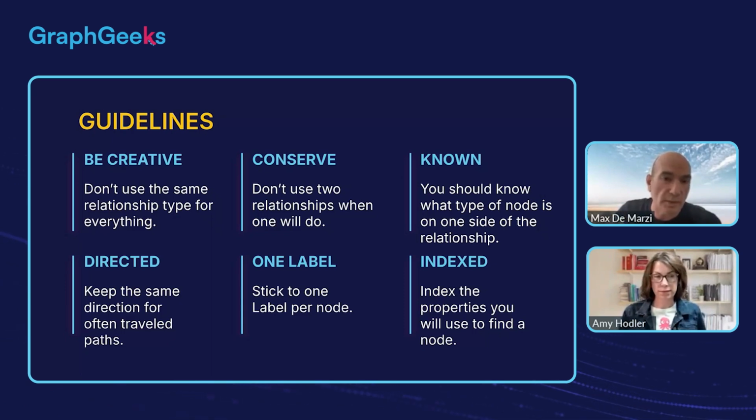And always index any properties you're going to use to find another node. This is a must-have if you have very large nodes that you're going to find by telephone number, social security, email address, or things beyond just their numeric identifier.